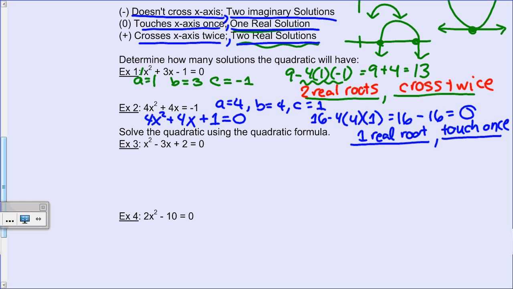Because I took the numbers right here. This is b squared, and b is 4. So 4 squared is 16. Minus 4 times 1 times 6. So follow the formula. Always follow that formula.